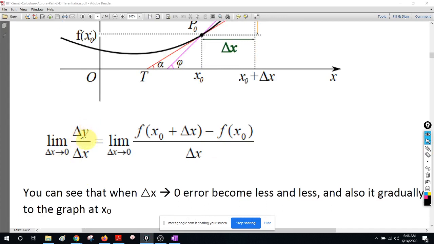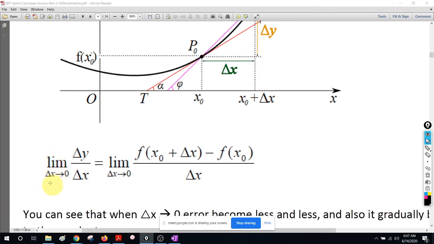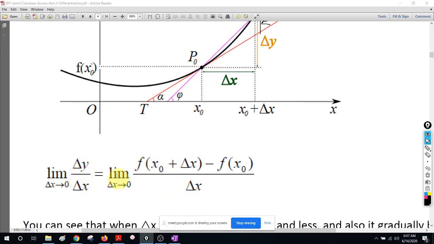So what I need is not delta y by delta x, because there is error, right? What I want is the limit when delta x is getting closer and closer to zero, because then I know that this pink line is getting closer to the orange line. That is what I need. When delta x is getting closer to zero, this pink line becomes the orange line, the gradient of the tangent at x₀, right? So now I can take the limit for this one.